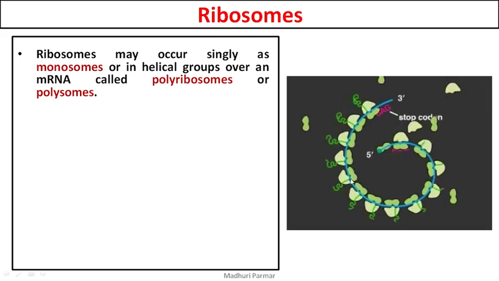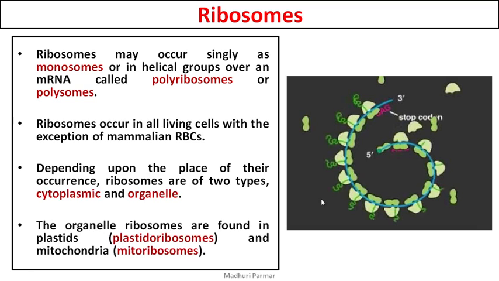This is mostly found in prokaryotes, and the reason for this kind of structure is so that from the same transcript, from one mRNA, when you require a lot of protein, a lot of ribosomes will come and attach on this mRNA, and each ribosome will be synthesizing the same polypeptide. So from one mRNA, you can get multiple copies of the protein. When the cell is actively synthesizing protein, at that time you find polyribosomes.